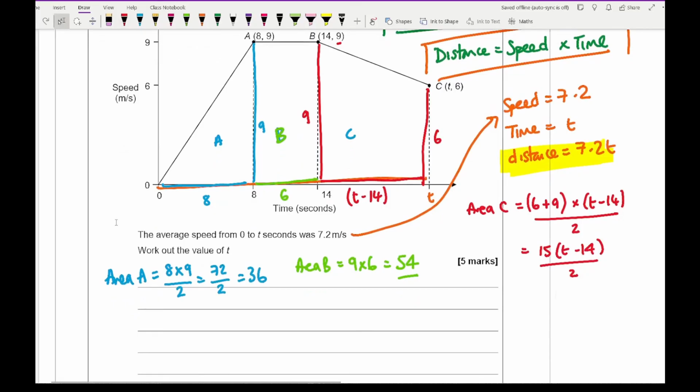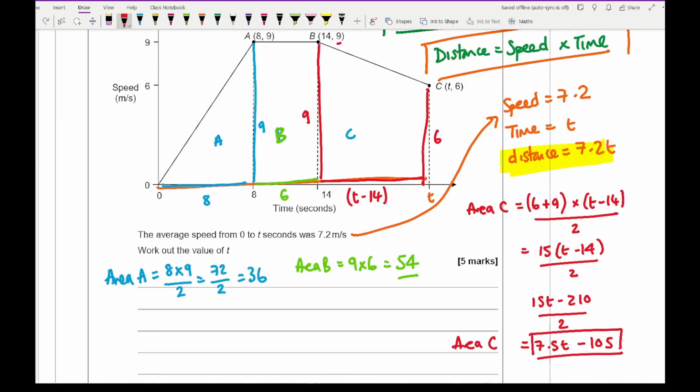Now if I use my calculator to help me expand the brackets, that's going to be 15t minus 15 times 14, divided by 2, and that equals 7.5t minus, oh, I've just remembered I've not multiplied the 15 by 14, so 15 times 14 is 210, and half of that is going to be 105. So that's my area of C.